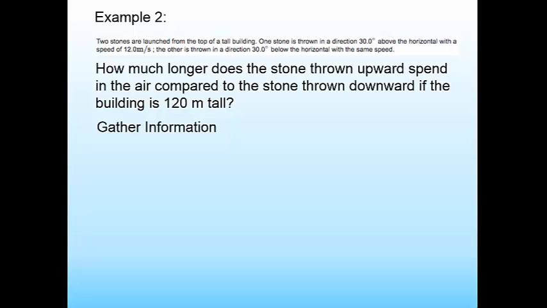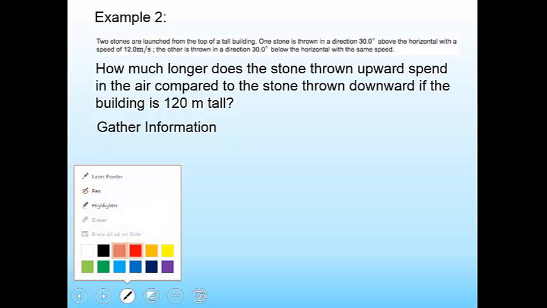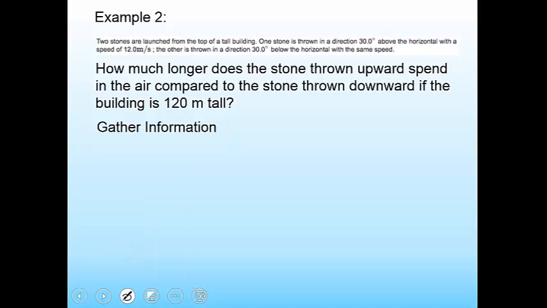All right, so the first step is to gather our information. For both stones, the initial velocity is 12.0 meters per second. And again, this is the speed of the stones, but the stones each have an angle. So we have two stones. Stone 1 is going up at a 30-degree angle, and it's really this hypotenuse here which is our V naught.